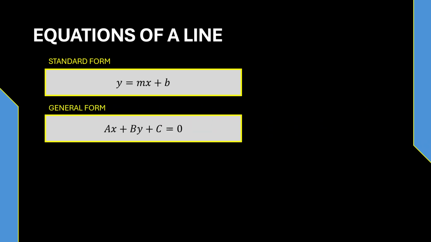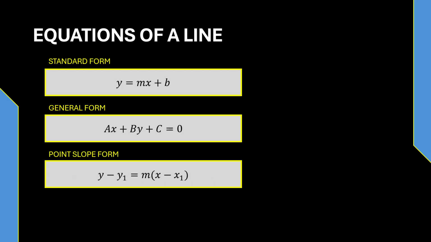Next we'll do the general form of the equation of a line, which is ax plus by plus c equaling 0. And then following that, we'll do the point-slope form. This equation defines the line in terms of its slope m and one known point x1, y1.